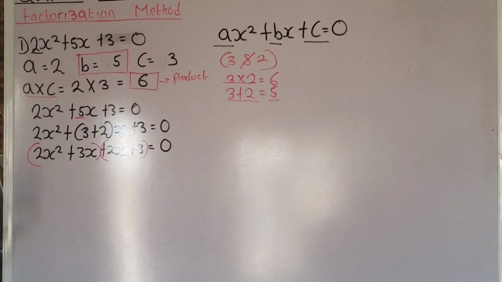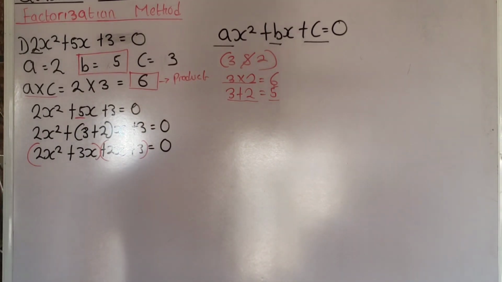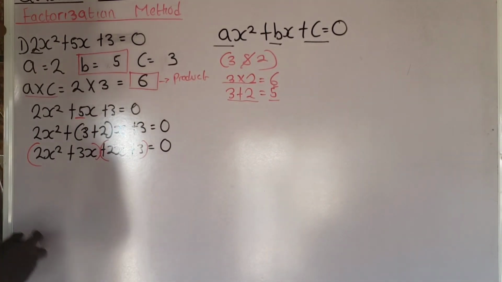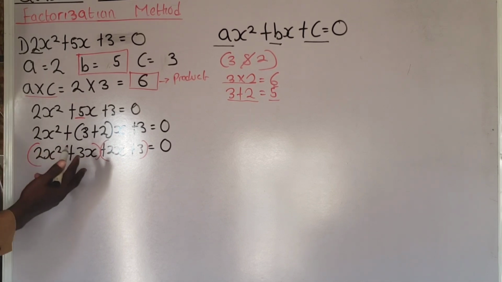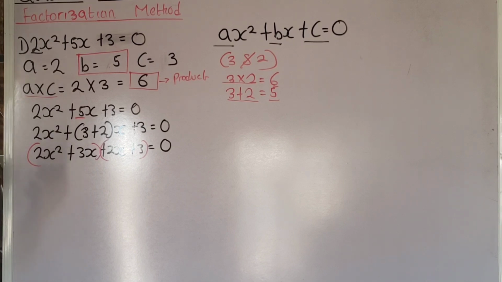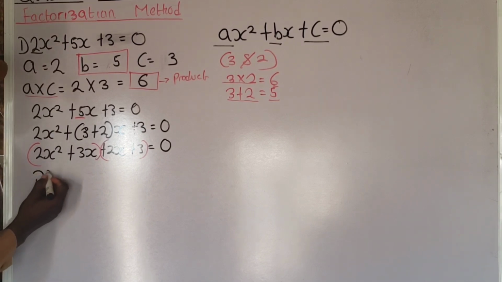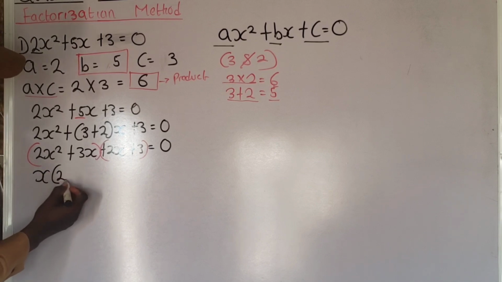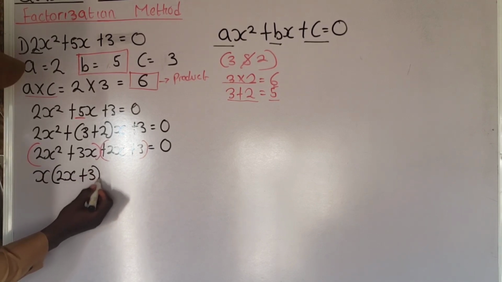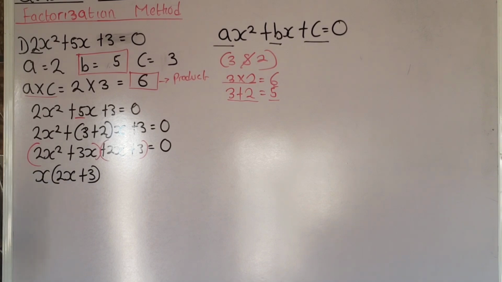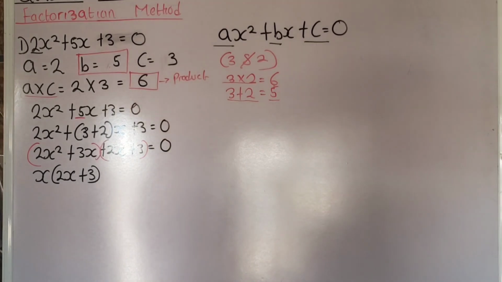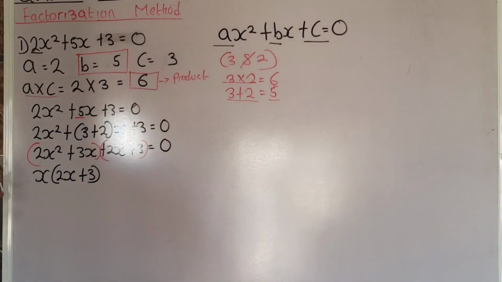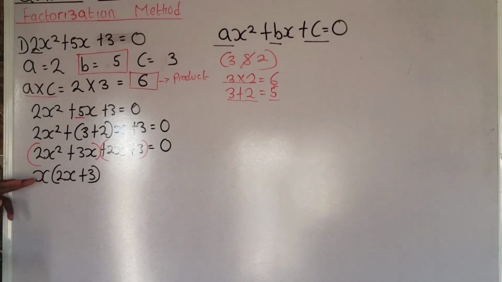Now, from this point, we're going to factorize. That is why we call this method the factorization method. From this point, you are going to factorize. Hence, I'm going to take what is common to 2x squared and 3x. The common term to 2x squared and 3x is what? X. Here I'm going to have x into bracket, 2x plus 3. You have to learn how to factorize. When you are factorizing two terms, you are looking for the common term. So the common term between 2x squared and 3x is what? X.